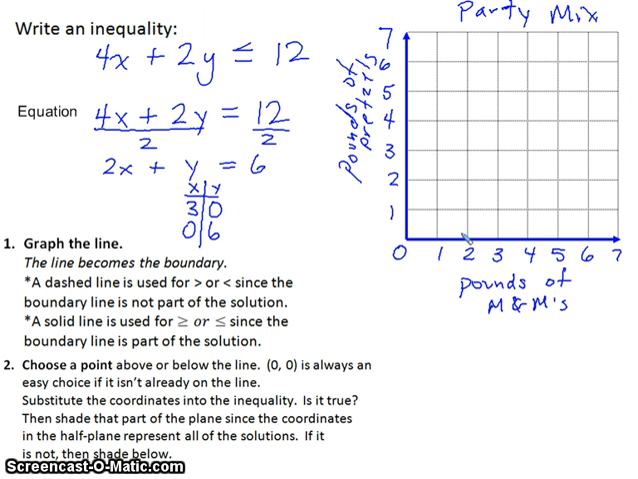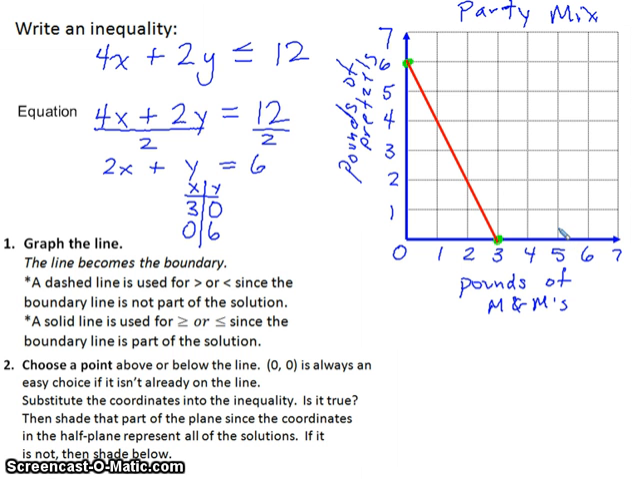So our x-intercept is (3, 0), and our y-intercept is (0, 6). And let's go ahead and create our line. We are going to use a solid line because it is less than or equal to. That means that the points on this line, the coordinates of these points, are solutions to our inequality.